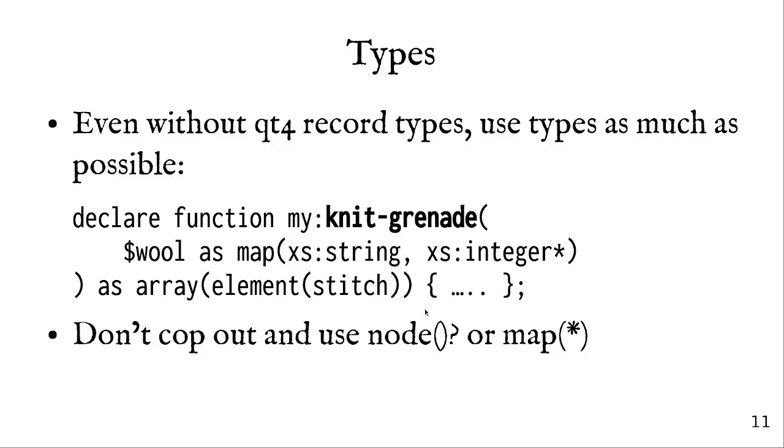Even without record types, use types as much as possible. Here's an example. We're going to make the holy hand grenade of Antioch, and we're going to knit it from wool. If I'm not using a record, then I have to say exactly what's in the map. I'm going to take wool, which has a map of strings to integers. I don't know why, but strings to sequences of integers, and it returns a stitch element. This means that if I try to use my knit grenade function somewhere where we're not expecting a stitch element, of course I get an error.